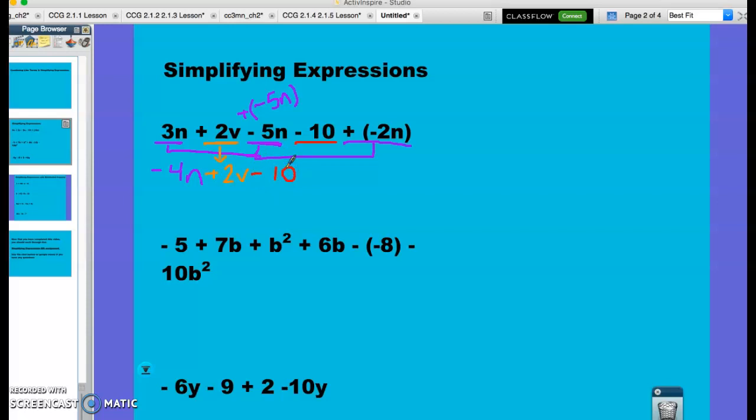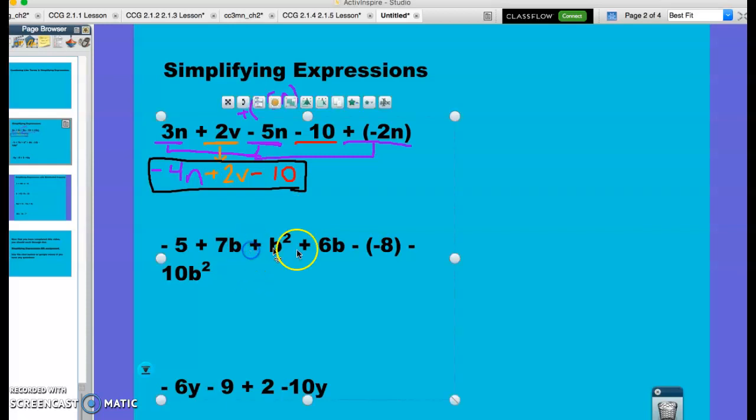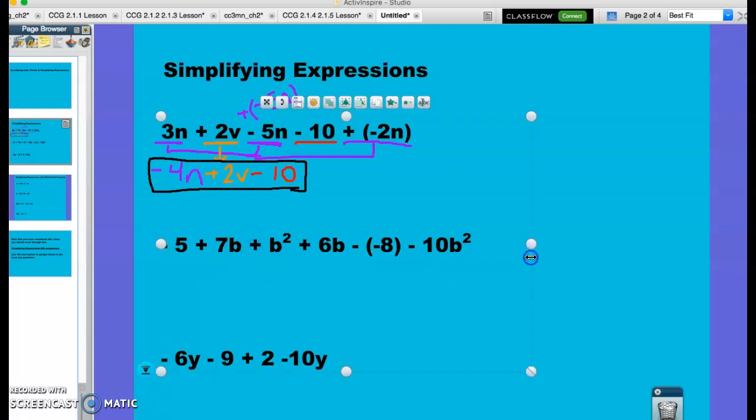All right, now, expressions are simplified when there are no more like terms to combine. So in this one, I've got one n term, one v term, and one constant term. So that one is done. All right, let's look at this one here for a second. I'm going to change this so that it's bigger and in one line.